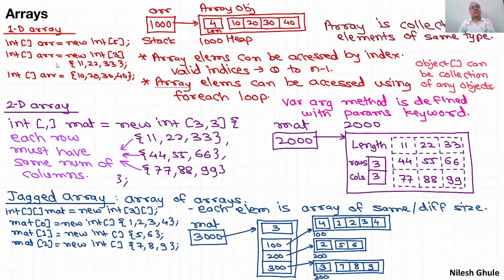Then we have another example where I have created another array where we say new int[3] and the 3 integers are given 11, 22 and 33. That can be done.